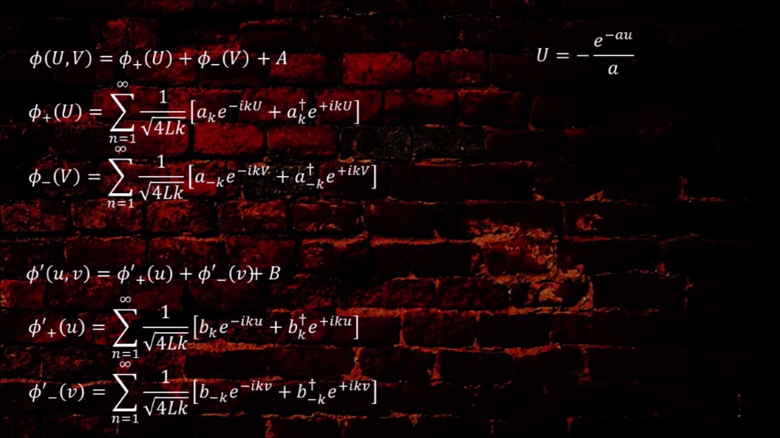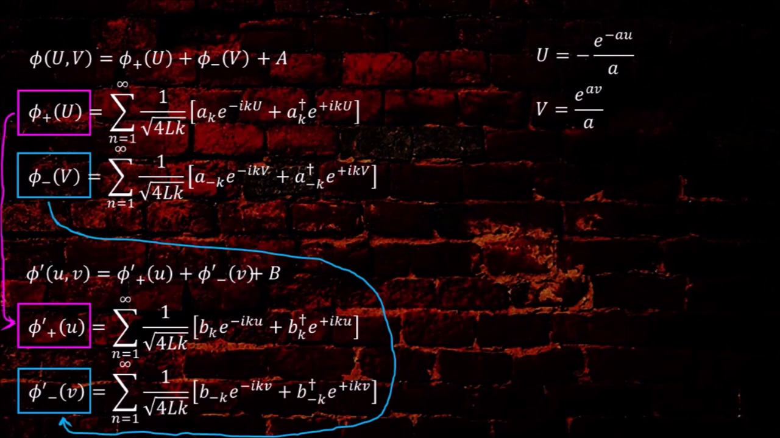Similarly, we get that capital V depends on the lowercase v only. So, we find that phi plus up here communicates with phi plus down here, and same goes for these two. There is no cross communication. Okay, let's see then what the relationship is between, say, the phi pluses.